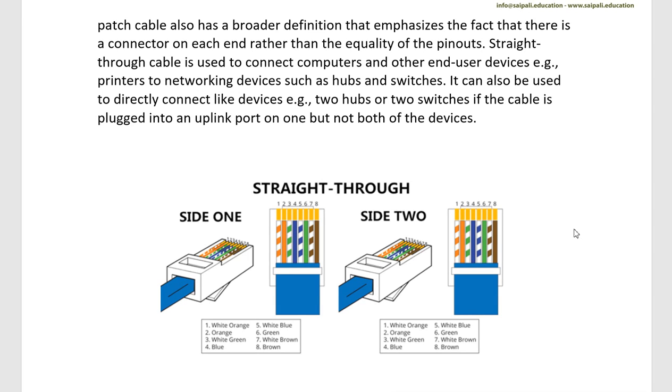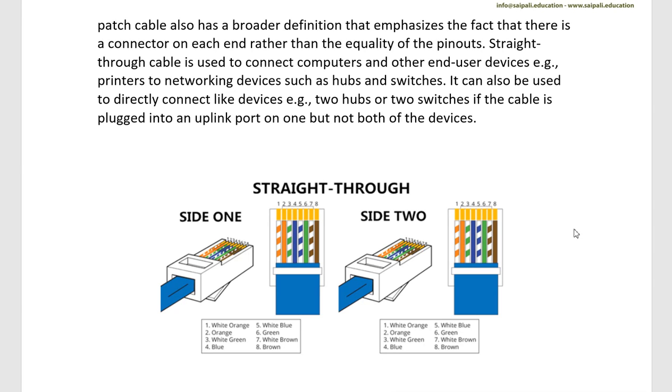The other type of patch cable has the same connector on both sides of the cable. It has the connector on each end rather than the equality of pinout. It is not like on one side you have a connector and on the other side you don't. So it basically has the connector on both sides, and it is called patch cable. And the straight through cable has the same color coding from one side to the other. So that is why it is also called the patch cable.